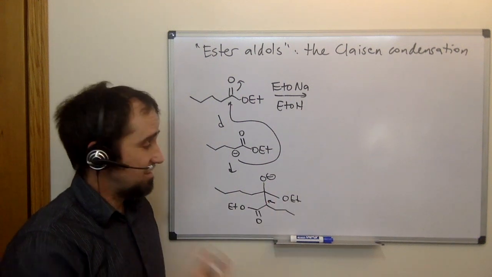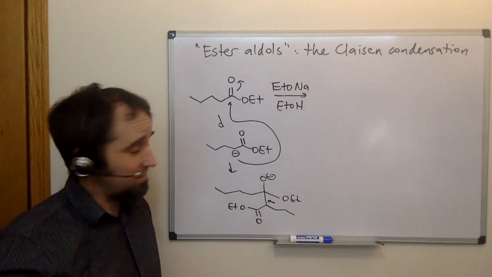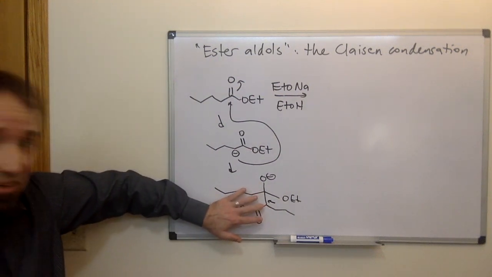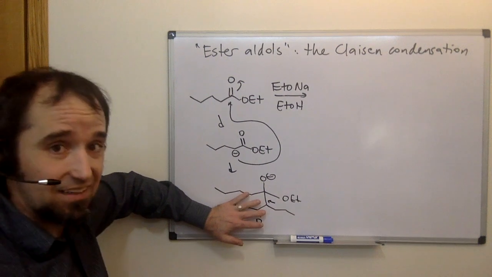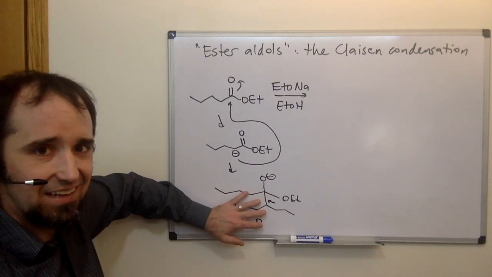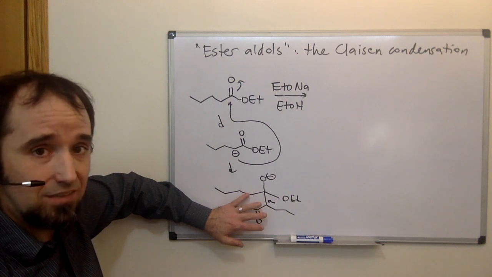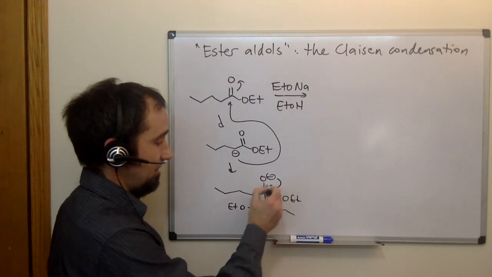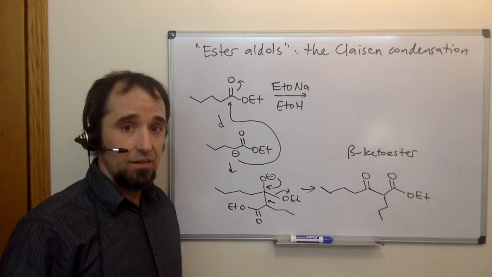So does it stay there? It actually doesn't, right? Because now if I cover all this other stuff up and you look at it, you say, hey, that looks like ester hydrolysis, right? I have that O- and I have a leaving group, an OEt leaving group. And so is that going to leave? Yes, it is. What this gives me is a beta keto ester.